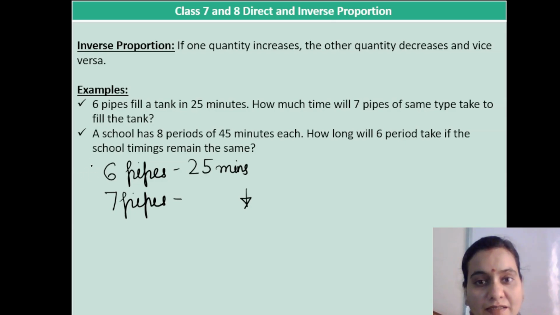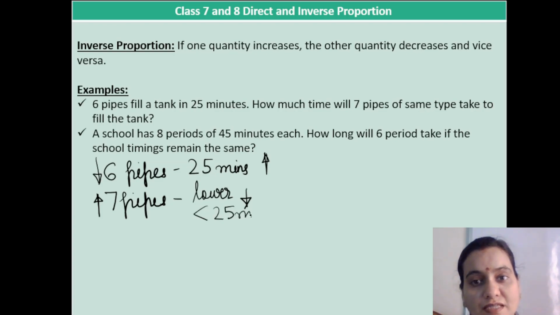When pipes are fewer, 6 pipes in comparison to 7 pipes, the time taken becomes the reverse. I should make the reverse arrow. If there are 6 pipes, which are fewer, then the time taken to fill the tank is more. Now when the number of pipes increases to 7, the time taken will definitely be lower than 25 minutes. It has to be less than 25 minutes. So this is inverse proportion.